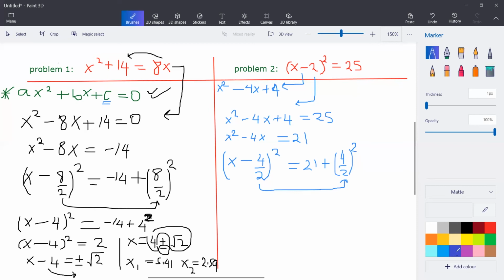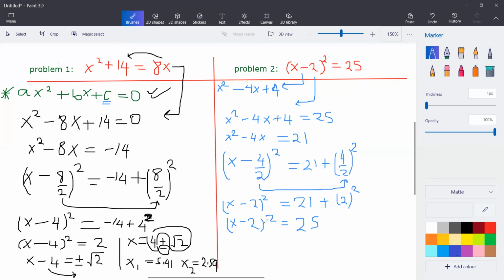Now, let's proceed with problem 2, okay? So problem 2, this is what we are having. So we'll have x minus half of 4 inside this bracket, which is a 2. So it's like x minus 2, everything squared, okay, equals to 21 plus 2 squared, okay, because 4 over 2 is just 2. So we have 21 plus 2 squared, all right? So this will be x minus 2 bracket squared equals to, what is the answer on the right-hand side? It will be 21 plus 4, which is 25.